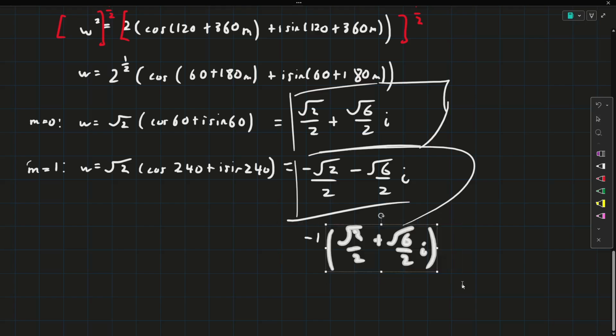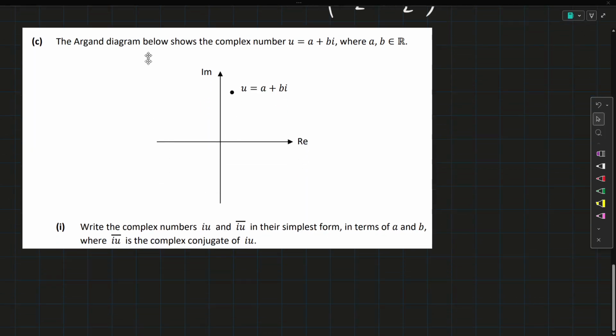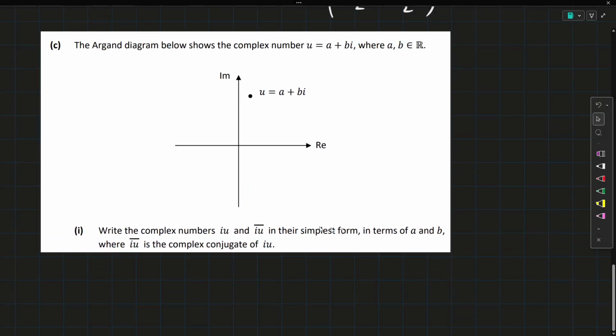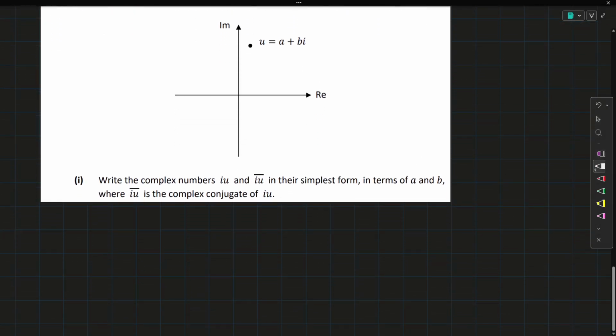And then we just have this squared, which is the same as squaring this. So that makes sense that these are our two solutions. Then we're given an Argand diagram, not that it matters for now, but we're told to write the complex numbers iu and the complex conjugate of iu in their simplest forms.